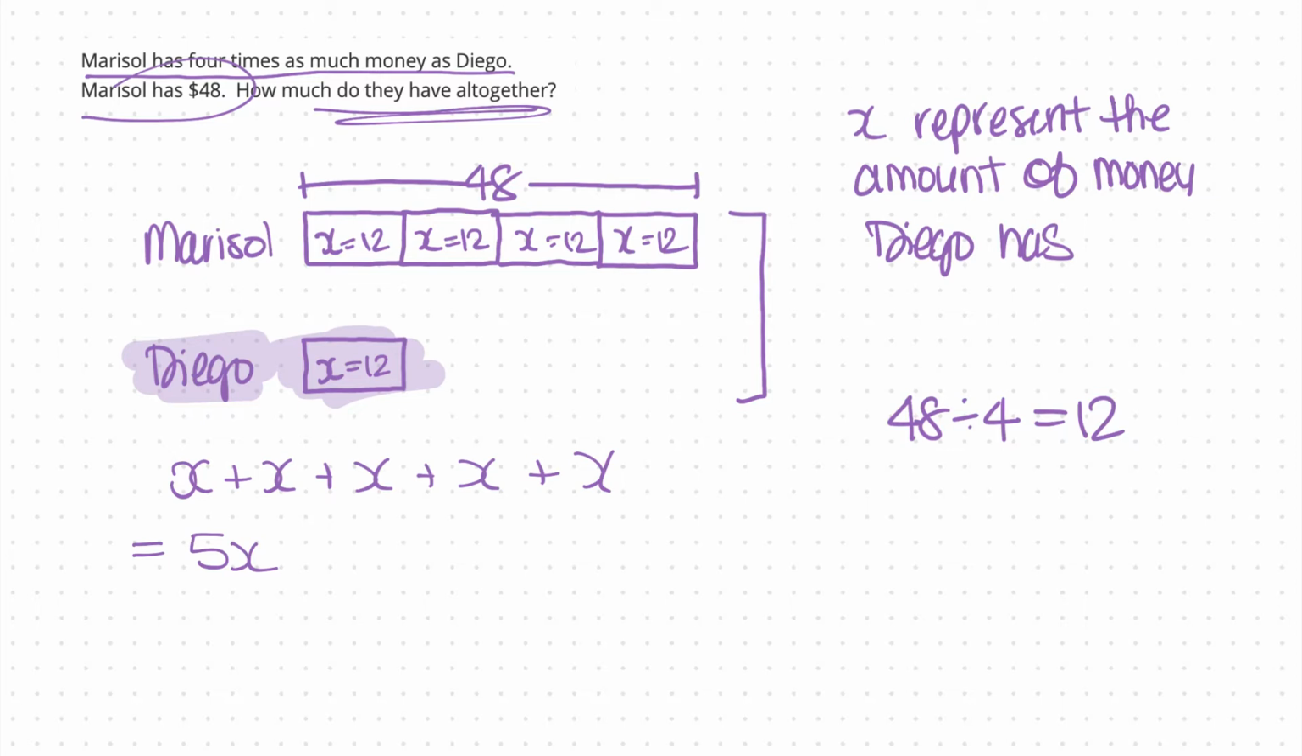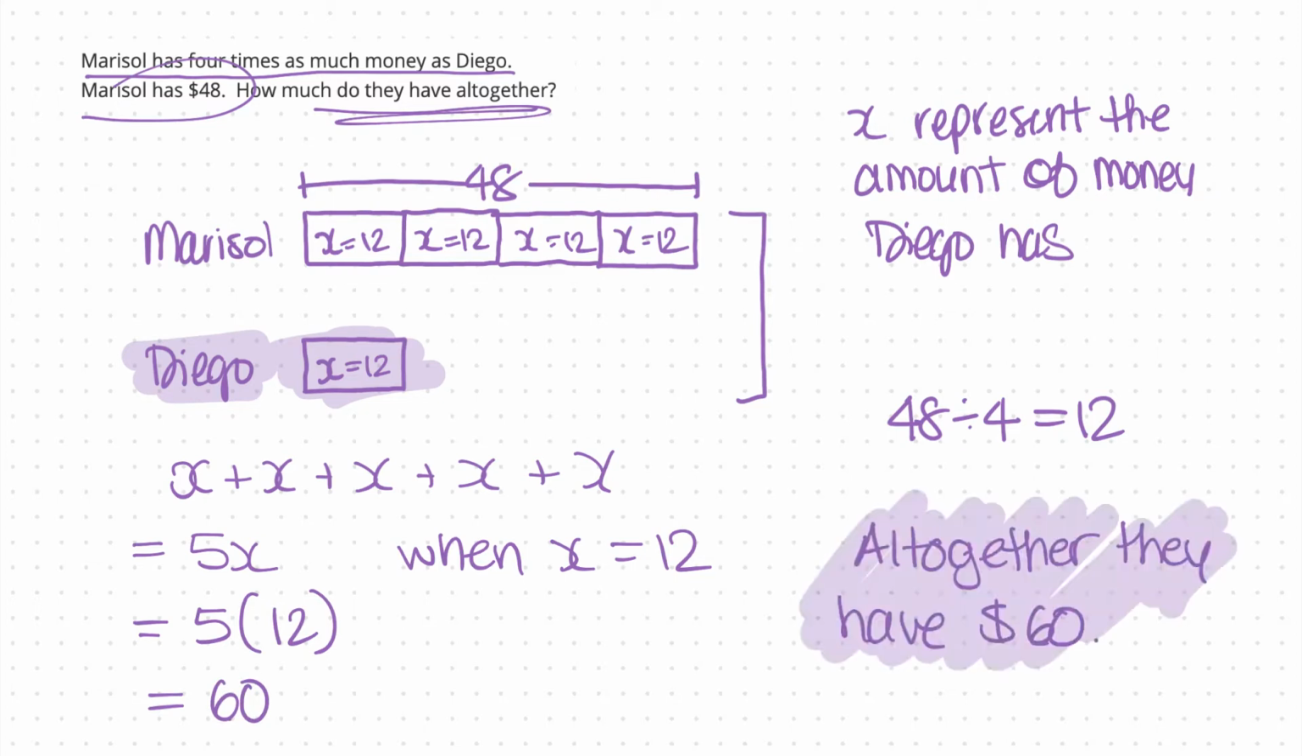Now, since we know that x is equal to 12, what we could do is we are really just trying to evaluate this algebraic expression. So 5x when x is equal to 12. So now we have 5 times 12, and 5 times 12 gives us 60. So this means that altogether they have $60.